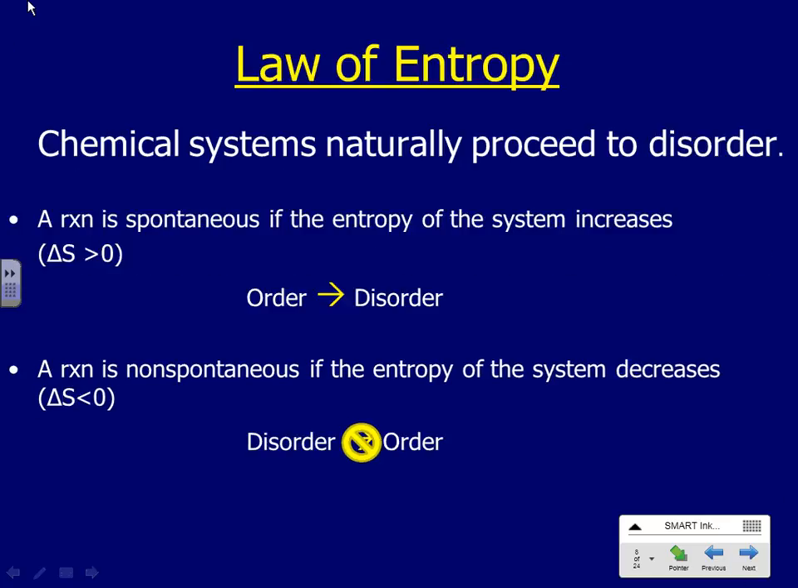So let's move on to the next part of the idea, and that is the law of entropy. We've seen entropy. It's a measure of disorder. Chaos is a word we sometimes use, how chaotic or disordered a chemical system is. And it turns out that chemical systems naturally proceed from a state of order to disorder.